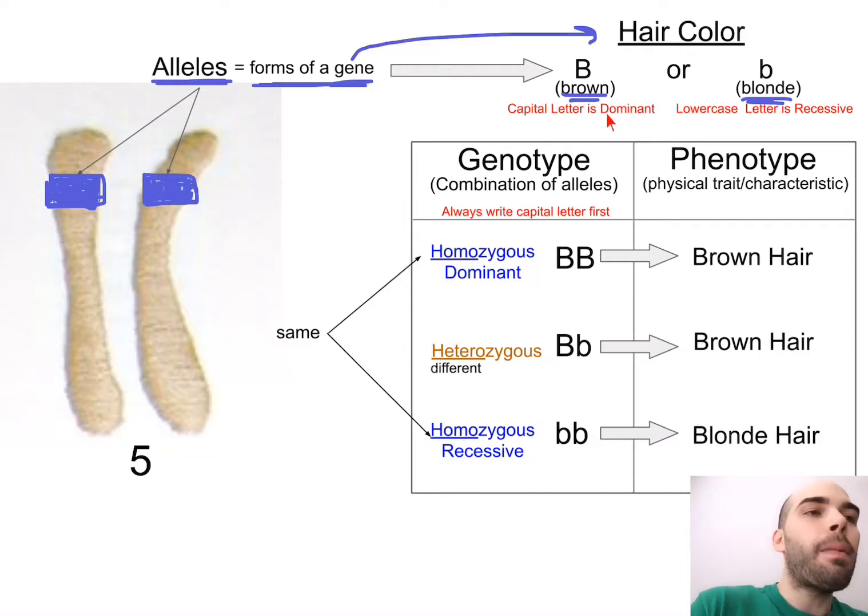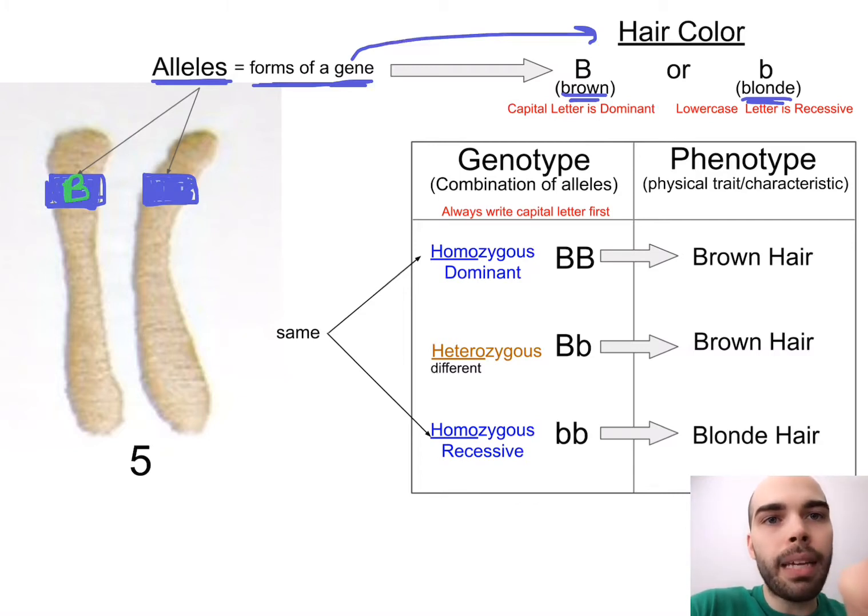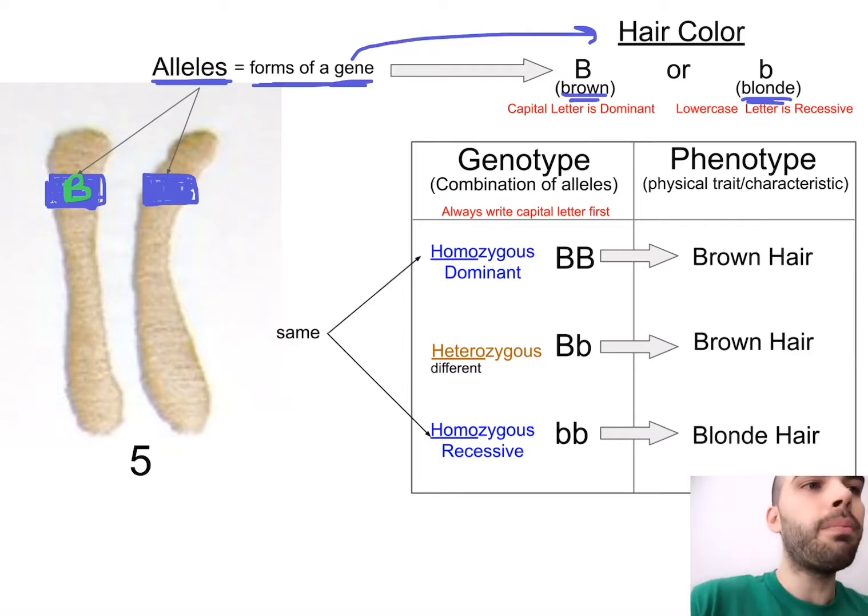And what dominant means is as long as you have that allele, as long as you have a big B or a capital B, then you will have the trait. You will have brown hair automatically, as long as you have a big B. Now, a lowercase letter we say is recessive. Okay, so in this case, blonde hair is recessive.